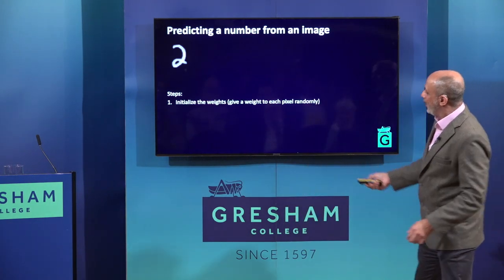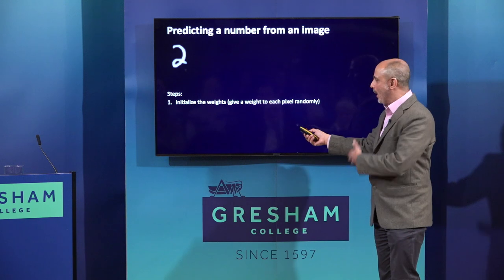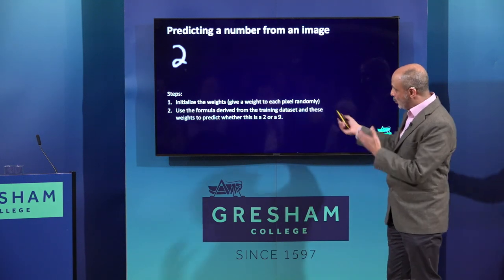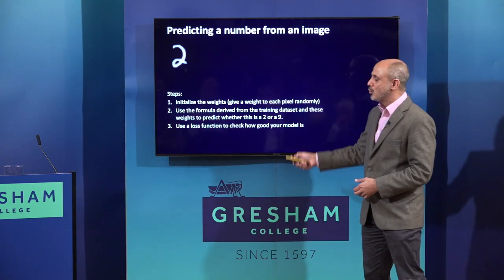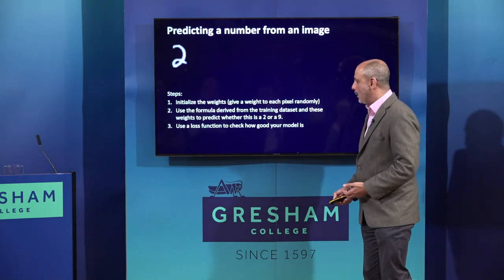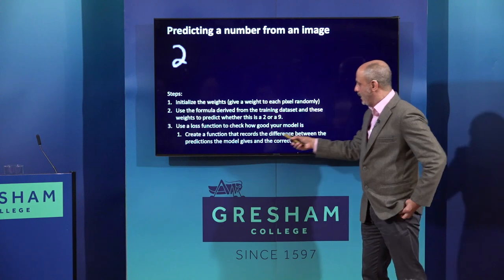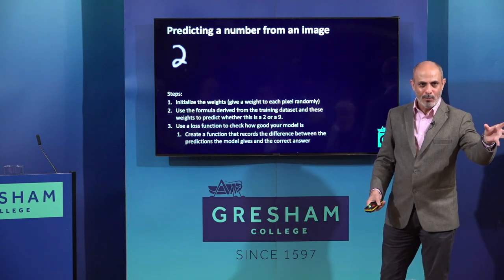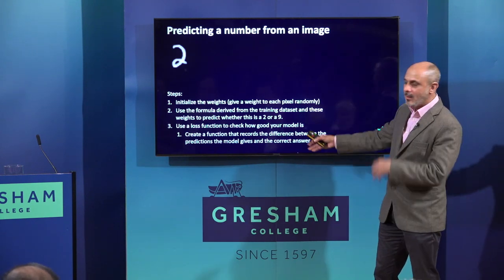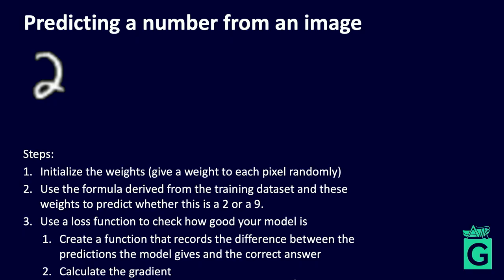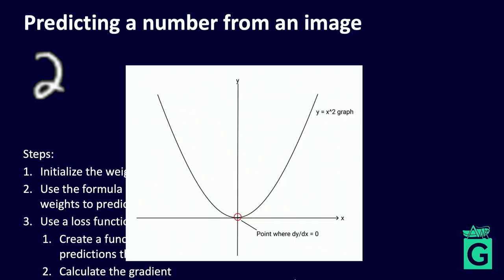But anyway, we're going to give a random weight to all these pixels. We're going to use a formula, and then we're going to use a loss function to determine how good the model is. That's basically a function that records the difference between the output of my formula and what the actual answer is, okay? All right, so how do I do this? How do I change the weights?